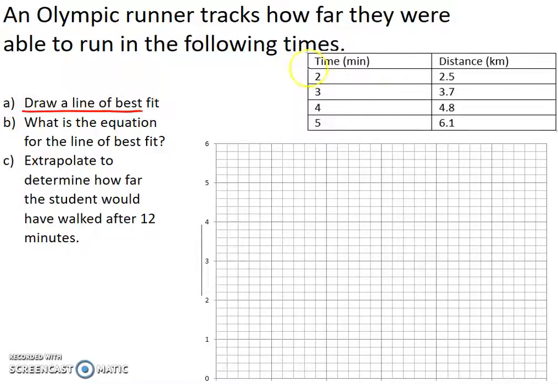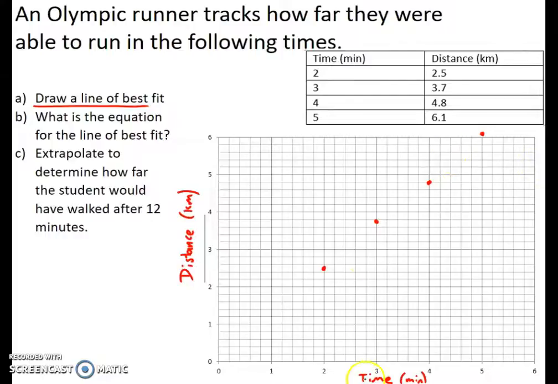So I'm going to go ahead and graph this data. I'll pause the video and then we'll talk about how to draw that. So I've graphed the data. I put time, which is my independent variable, along the x-axis, and I put distance along the y-axis. So now we want to draw our line of best fit.